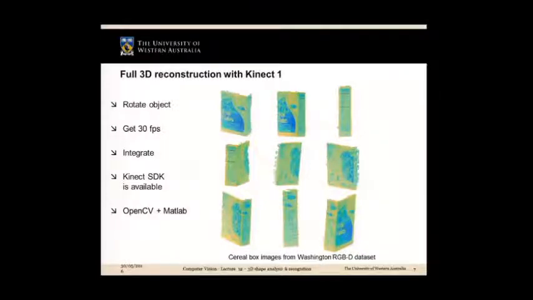And I got these images from the Washington RGB-D dataset. And I believe we discussed this dataset just briefly. That's one of the largest low resolution datasets so far. They have 250,000 images of different household objects.